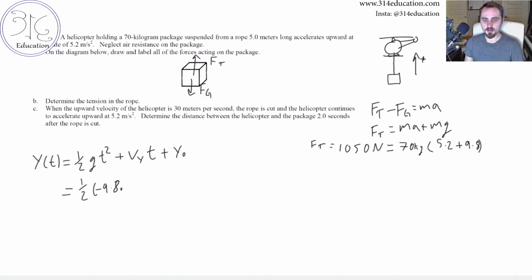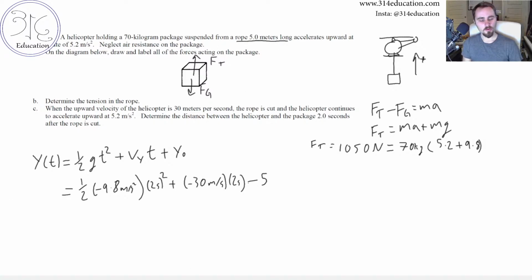So we have negative 9.8 meters per second squared times, we want 2 seconds after this, so our t is going to be 2, 2 seconds squared, plus our velocity we said was a negative 30 meters per second times 2 seconds. And then we have a y offset. Again, if this is below us, we want to make this a negative value. This starts out 5 meters below us because of the length of the rope. So we can just combine all these together.